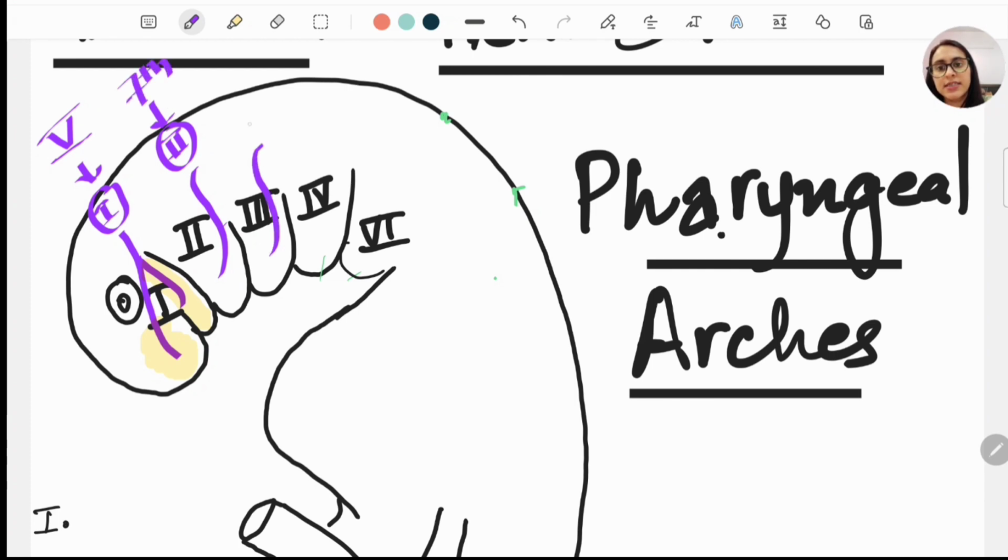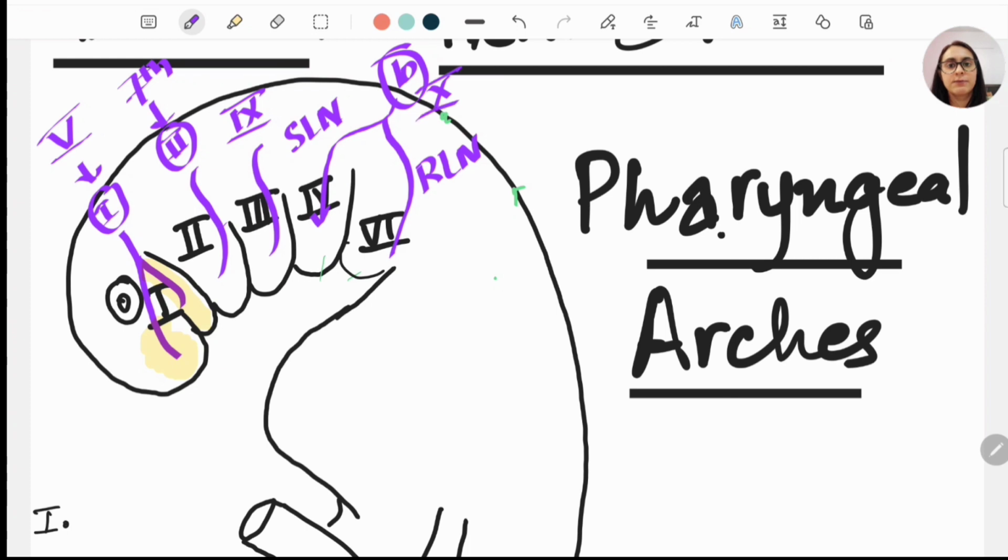Third pharyngeal arch is supplied by the glossopharyngeal nerve, which is the 9th cranial nerve. Fourth and 6th pharyngeal arches are supplied by the vagus nerve. Now we have 2 divisions of the vagus nerve. The 4th pharyngeal arch is supplied by the superior laryngeal nerve, which is a part of the vagus nerve. Also, the 6th pharyngeal arch is supplied by the vagus nerve. Which branch of the vagus nerve? It is the recurrent laryngeal nerve. So both are supplied by the 10th cranial nerve, the vagus nerve.